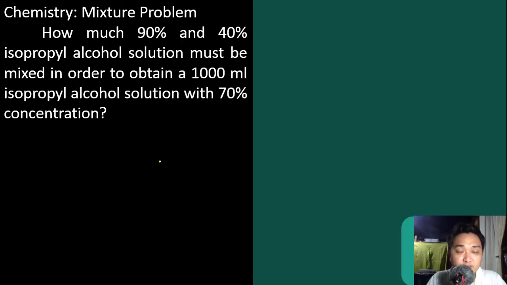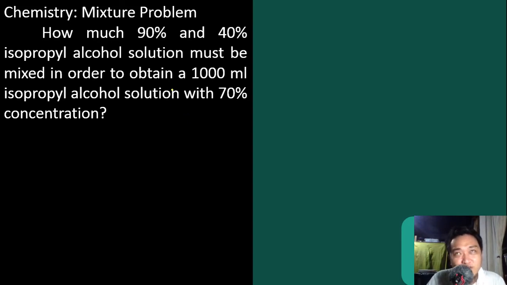Okay, for our next example, we have a mixture problem. This is about chemistry. How much 90% and 40% isopropyl alcohol solution must be mixed in order to obtain a 1,000 ml isopropyl alcohol solution with 70% concentration? Ayan, so very common to nowadays. Kasi halimbawa, bumili tayo ng alcohol. Tapos, halimbawa ngayon, nakabili tayo ng 90%.